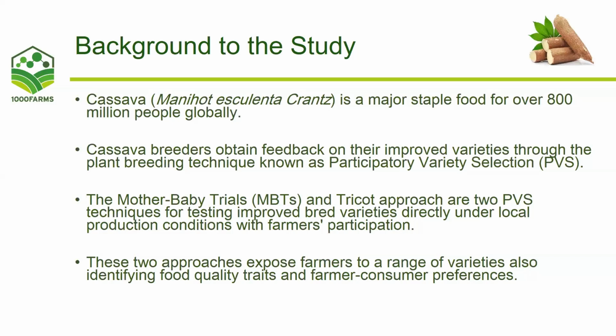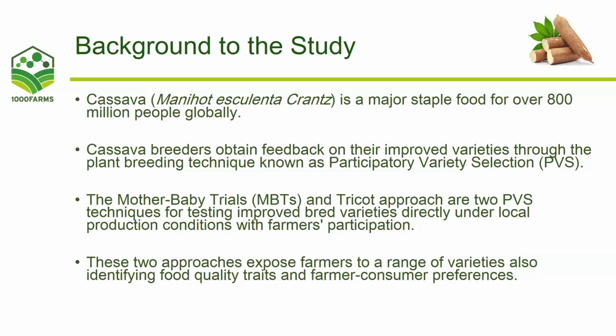Cassava is a major staple crop used by over 800 million people globally. It is also a staple crop in Nigeria, which is significant in people's livelihood, food security, and also research successes and stories. Cassava breeding started in the early 1970s due to the outbreak of several diseases, and cassava breeders have also used techniques known as participatory varietal selection to obtain results or feedback from farmers.